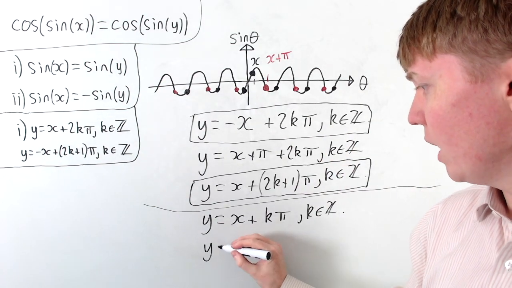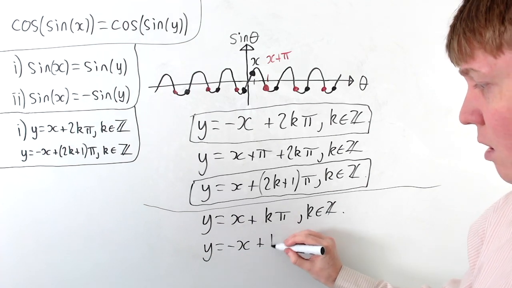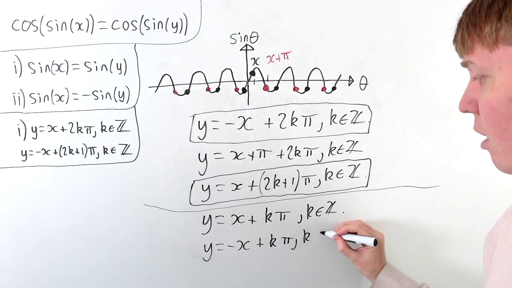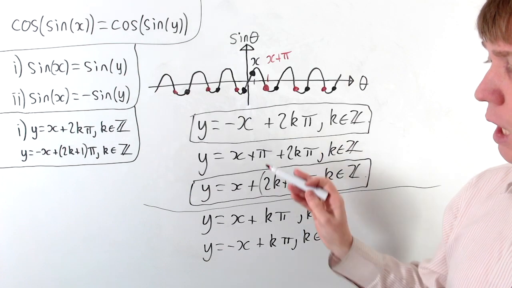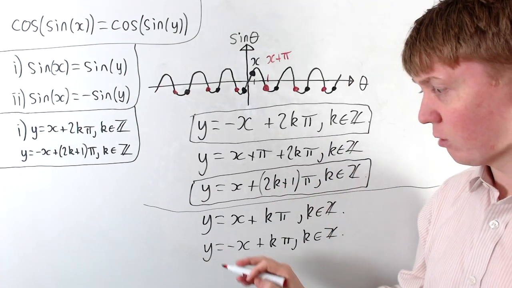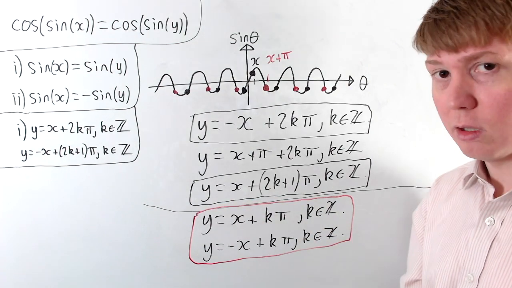So we can actually combine this into just a single case once again. y equals negative x plus k times pi, where k is any integer. So it looks like we had 4 cases, but by combining the odd and even cases into one, we actually just get these as all of our solutions.